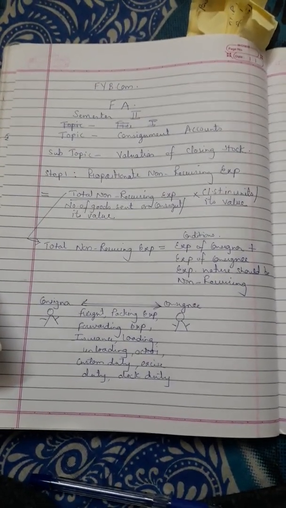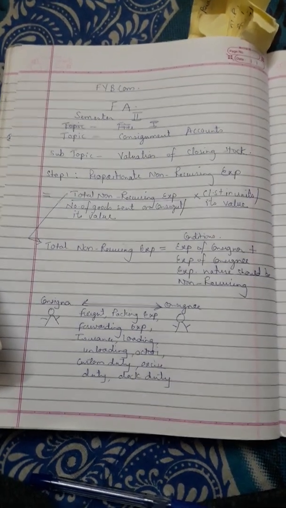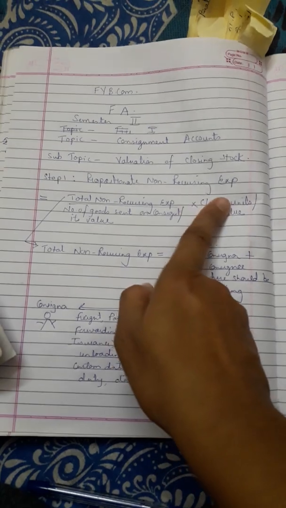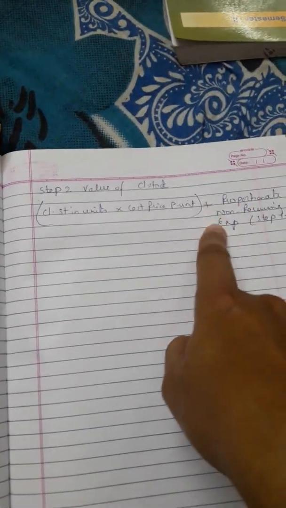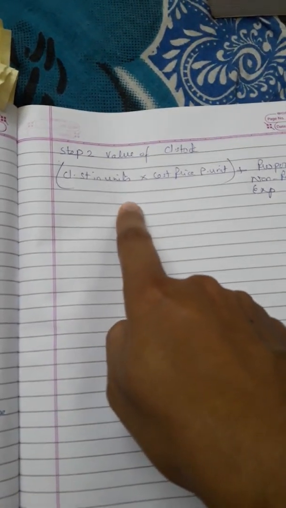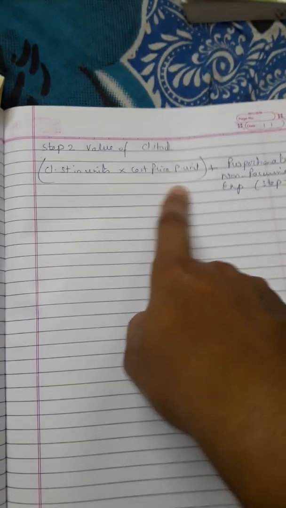After that, that particular answer you have to put in the first step, and then you will get proportionate non-recurring expenses. That answer you have to put in the second step. Before adding it, you have to put this thing. What is that? Closing stock in units multiplied by cost price per unit.